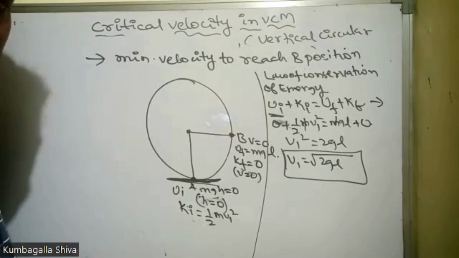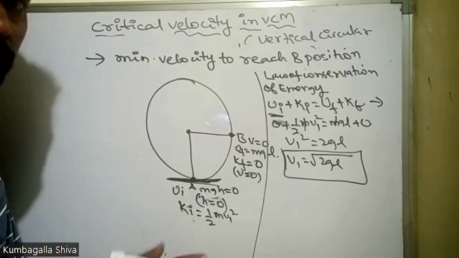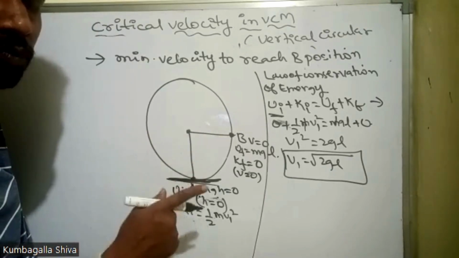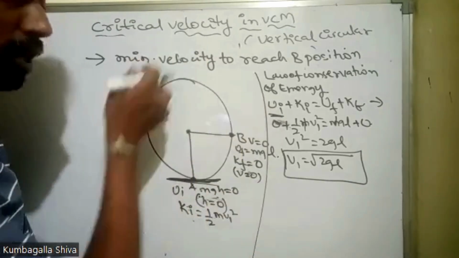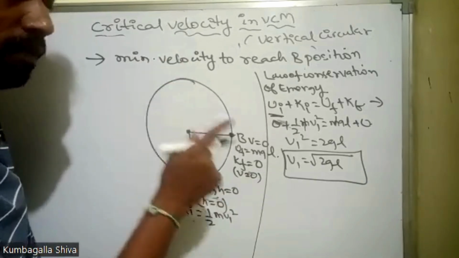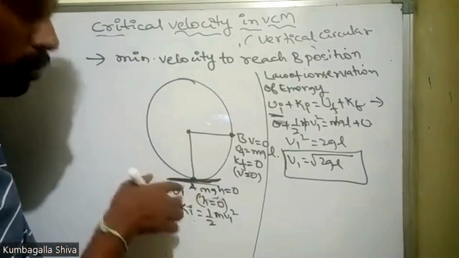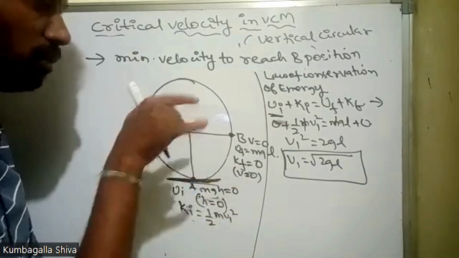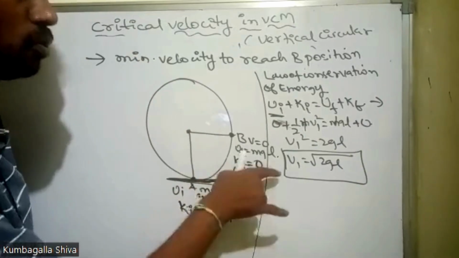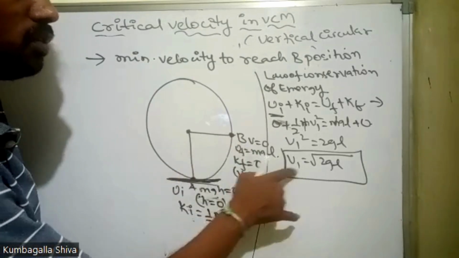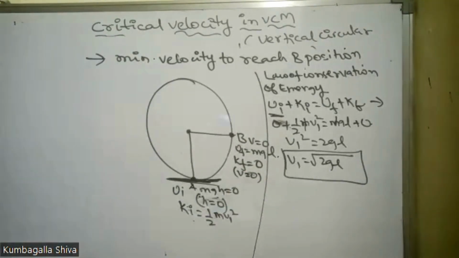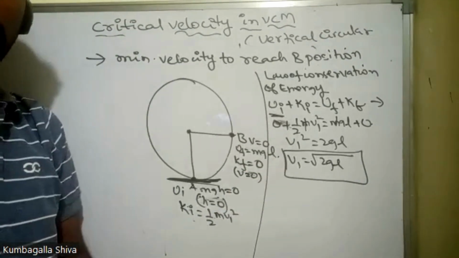Are we clear? Now in the previous class, we discussed that the minimum velocity to make a complete circle is v1 equal to root 5gL, and here in this case we are discussing the minimum velocity to reach B position, that is v1 equal to root 2gL. Are we clear? Okay now, right?